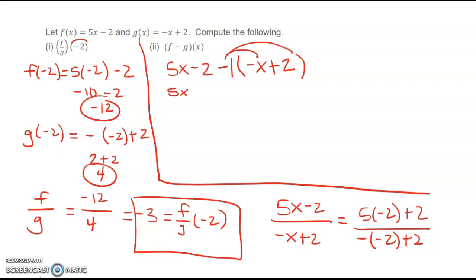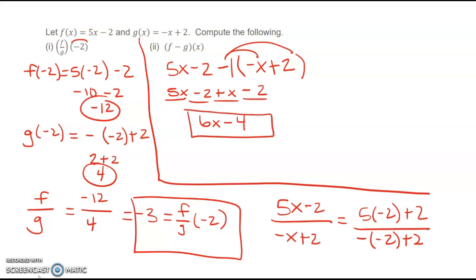So I will have 5x minus 2. So negative 1 times negative x becomes plus x. Negative 1 times 2 becomes minus 2. And at this point, I can just combine like terms. So I've got 5x plus x will just give me 6x. And then negative 2 minus 2 gives me negative 4. So that will be my final answer there, 6x minus 4.